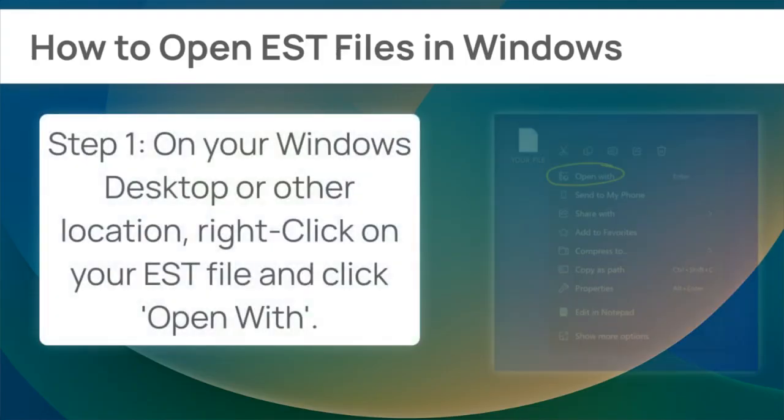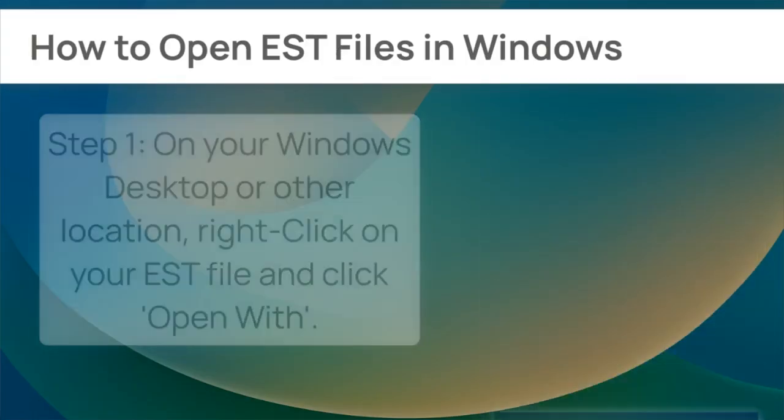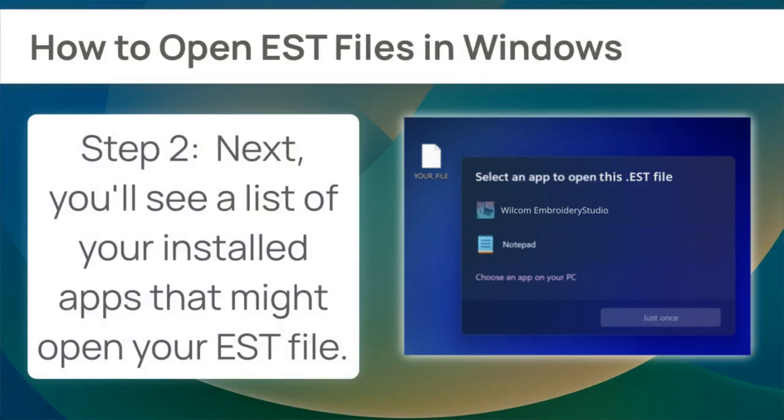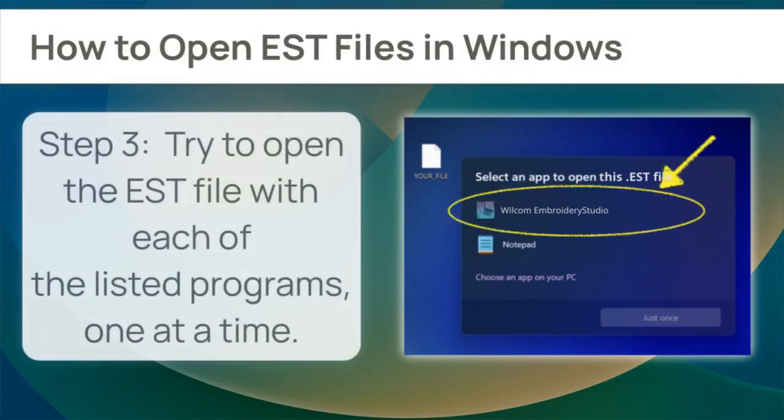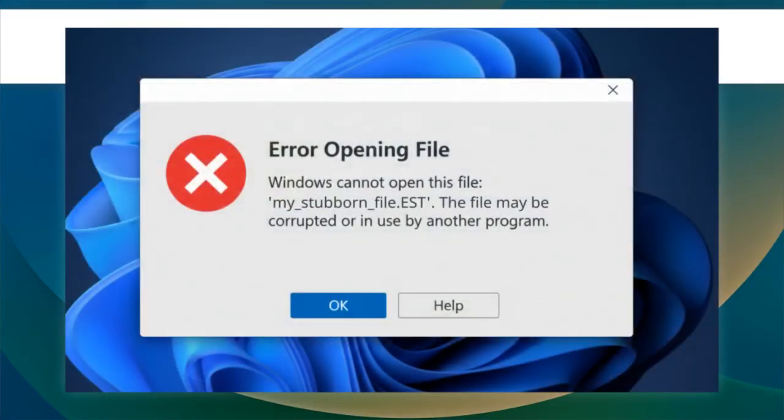Open the context menu by right-clicking the EST file and selecting Open With. Start your test with Wilcom EmbroideryStudio if it shows up. If not, don't hesitate to try several other programs on your list. If you still can't open the EST file, it's okay.